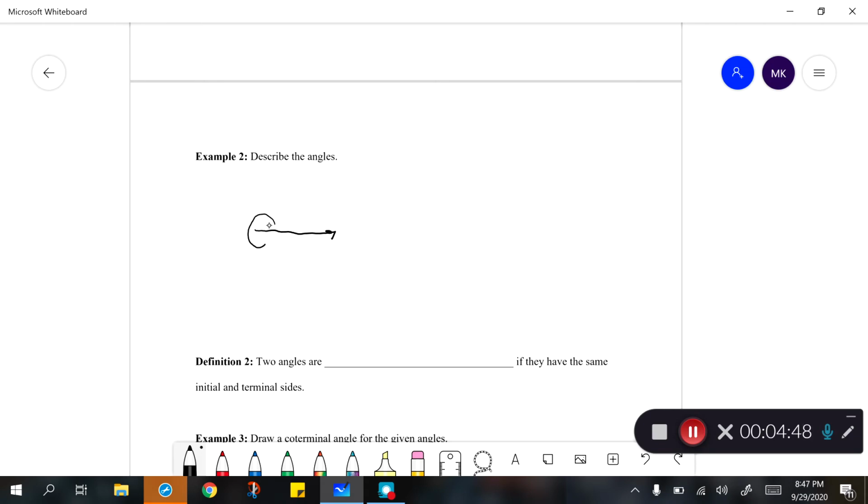So something like this, 360 degrees. Okay, so that's one full revolution. If we have an angle like this, that would be 180 degrees. We call that a straight angle, since it makes a straight line. And then the last main one we'll talk about is this guy here, which is a 90 degree, or simply a right angle.